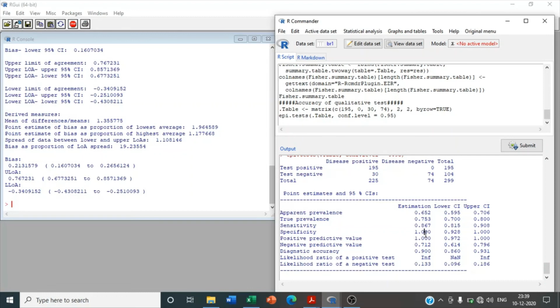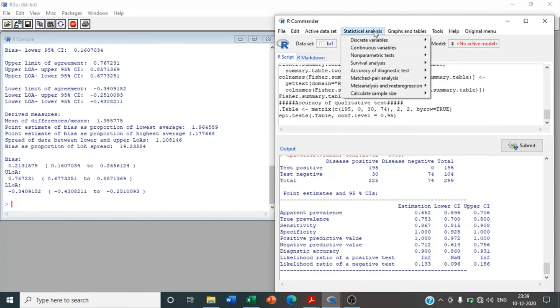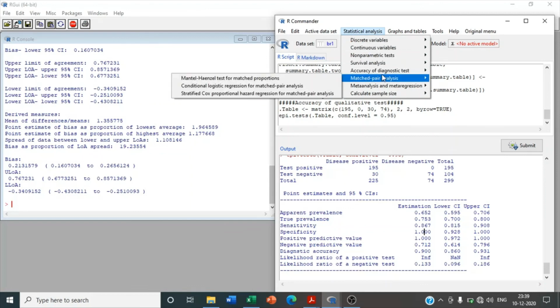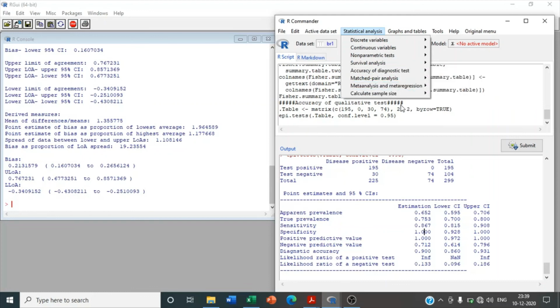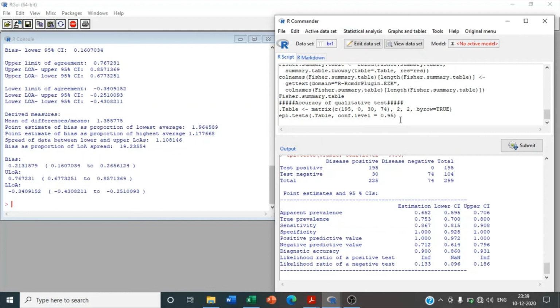Now, we can get these three thresholds. What about the overall accuracy? For the overall accuracy, we can do what is known as the ROC curve analysis. Get into the statistical analysis, accuracy of diagnostic test, and we can do the ROC curve analysis from here. But that will be kept for a next class.